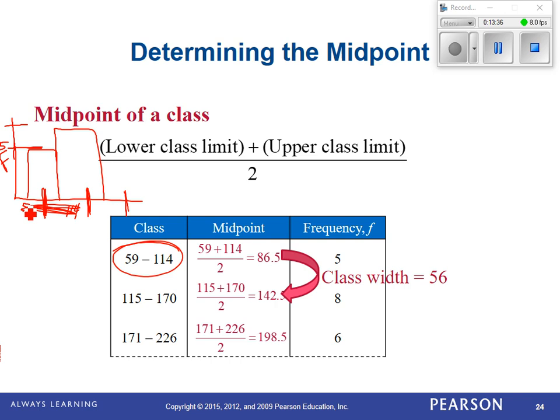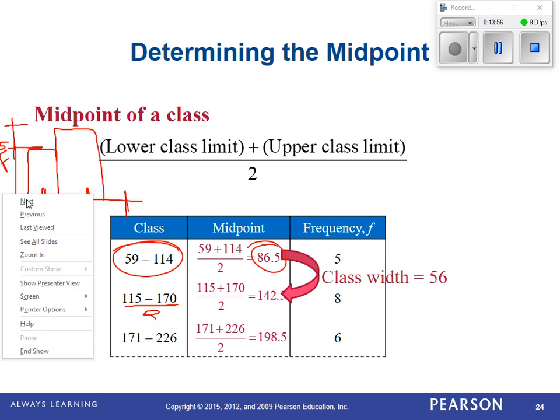Once you find the first midpoint, you don't really have to do the adding and dividing by 2 every time. You could just add 56 to class width. Sometimes it's easier to add them and divide by 2 than it is to add 56. I can't add 56 in my head probably, so I would probably just grab my calculator and add those 2 and divide by 2.